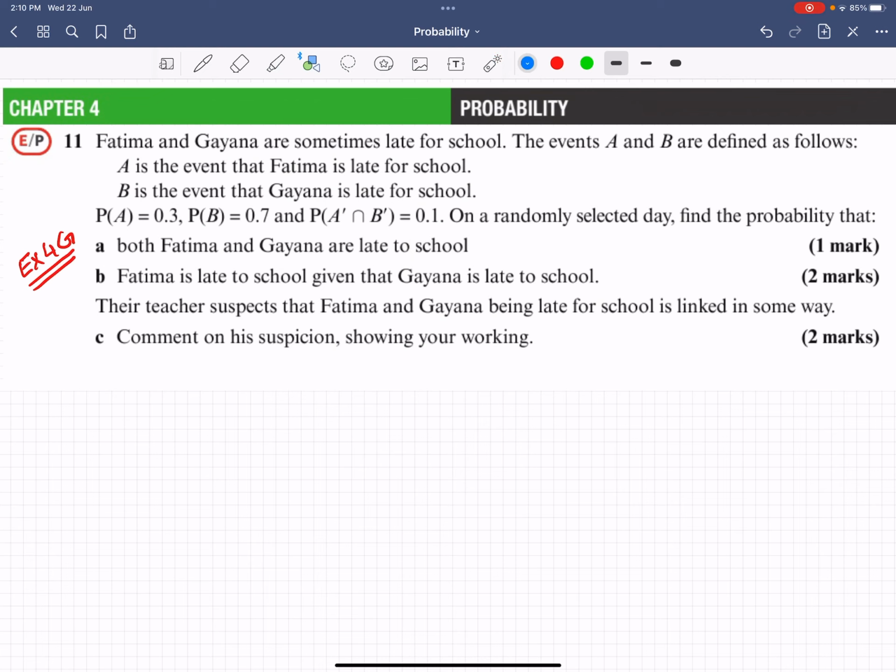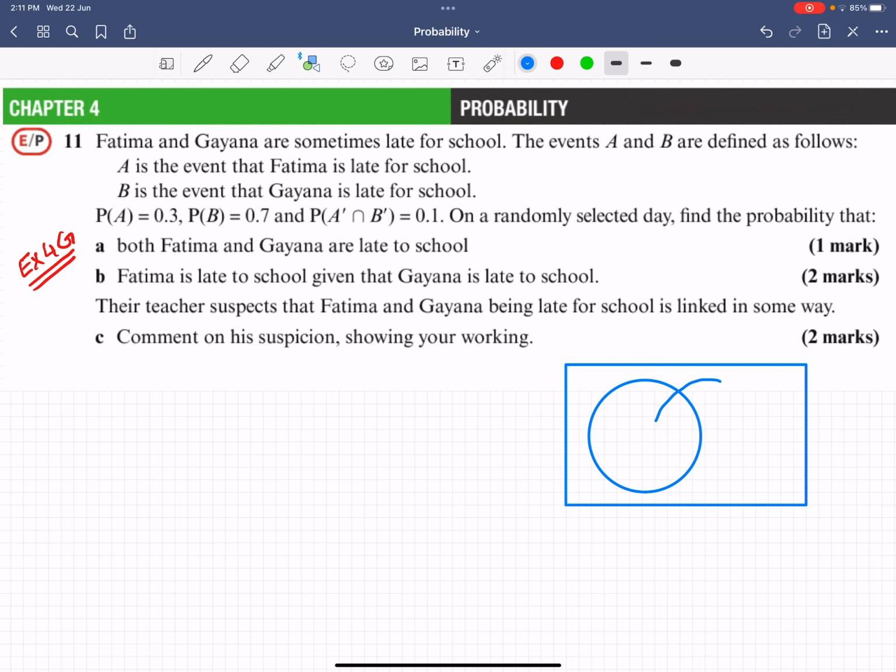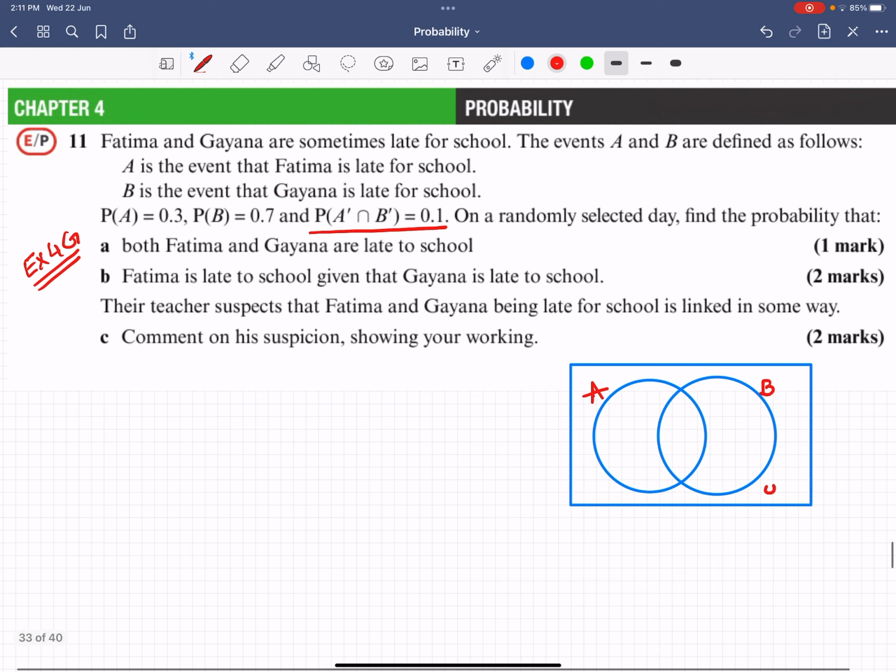So let's start by drawing a Venn diagram to represent this information. We have sets A and B. So here is my set A, which is the probability of Fatima being late to school, and B, which is the probability of Gayana being late to school. Probability of A complement intersection B complement is 0.1, which means probability outside both the sets is 0.1.